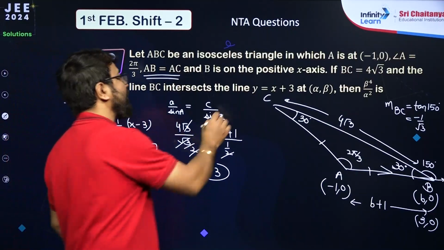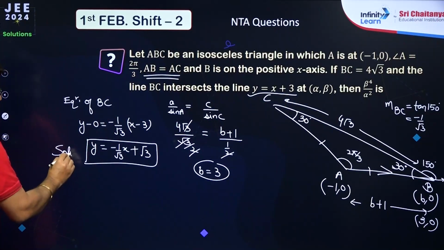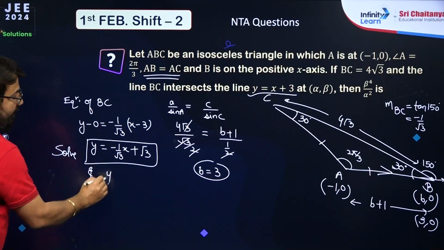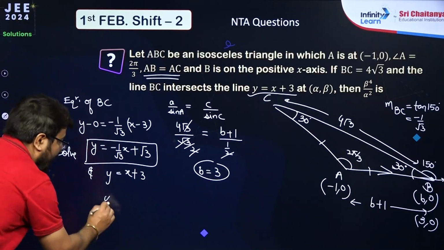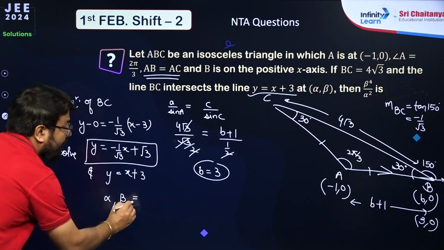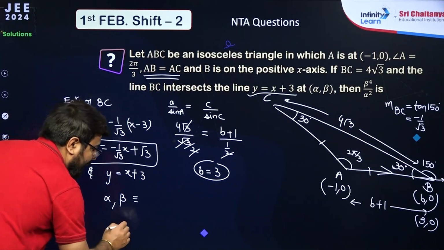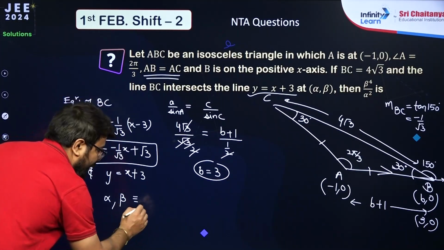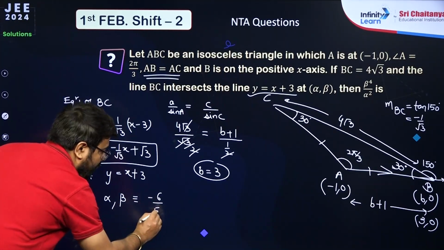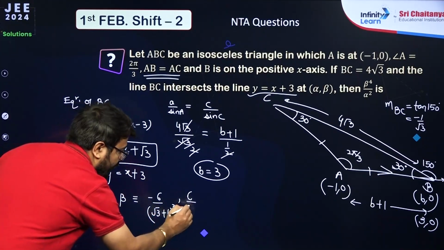I need to solve BC with the line y equals x plus 3. Then I will be able to get alpha beta. So basically directly I am writing the solutions. We got the value of alpha and beta as, it will be quite complicated from here, minus 6 upon root 3 plus 1 whole square, comma 6 upon root 3 plus 1.